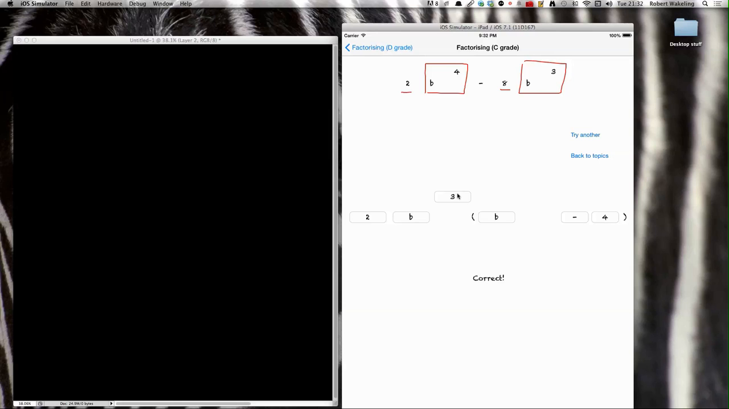Okay, so like I say, much more tricky this one, but try and get your head around it, give it a few goes, and if you have any problems let me know.